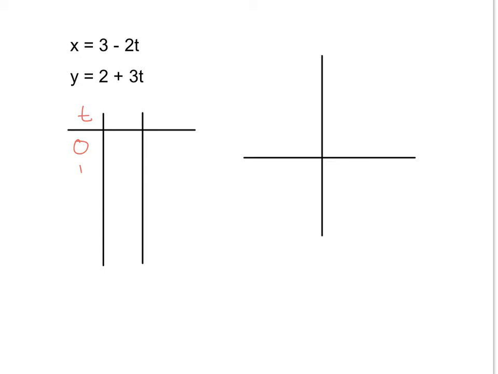So we have t, we have x, and we have y. So t equals 0, 1, 2, 3. Let's go up to 5. You guys spend a quick 30 seconds here. Fill out that chart. Plug in t is 0 for both x and y, and let's get our ordered pairs.